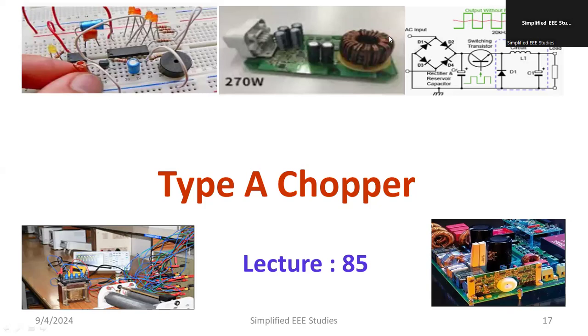In this video, I am going to discuss how does type A chopper operate. So we have different types of chopper according to the direction of current and voltage. First of all, I'll be discussing type A chopper. It is also known as class A chopper. So what do you mean by type A chopper?